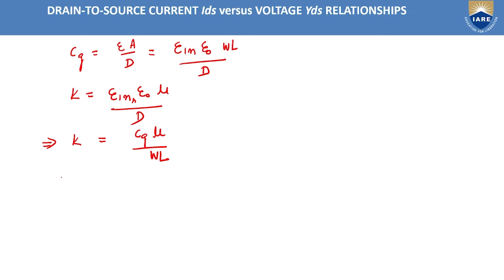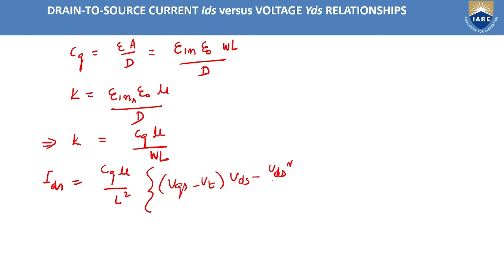So we get IDS is equal to CG mu by L square, and this is VGS minus VT into VDS minus VDS square divided by 2. So we'll get the relation like this. So let me call this as 4B.